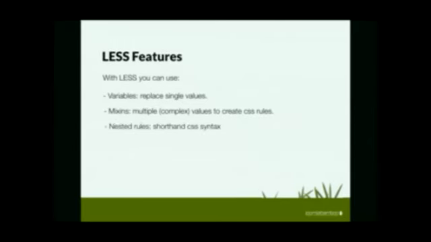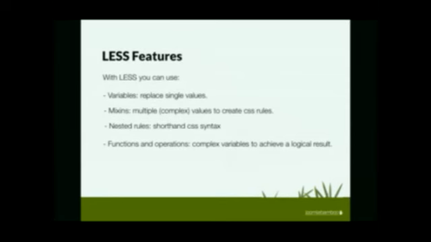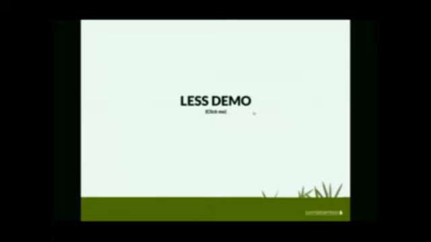You can use nested rules, and this is where you write less code, and I'll show you an example of that in a moment. And you can use more complex logic-based things like taking a colour and multiplying it by, or adding it to, another colour to create a new colour. I'll give you a demo of that in a second as well.